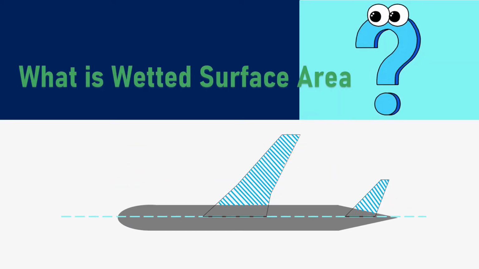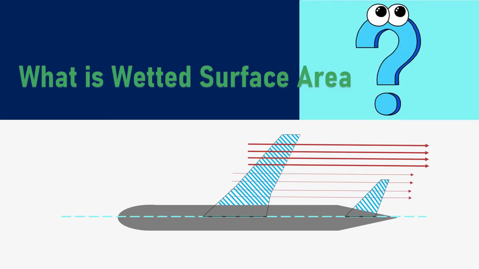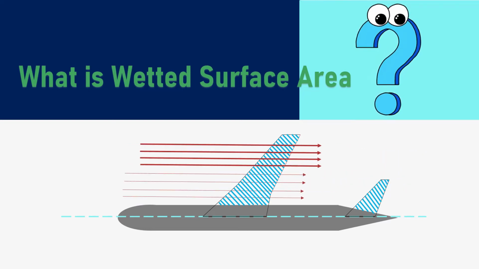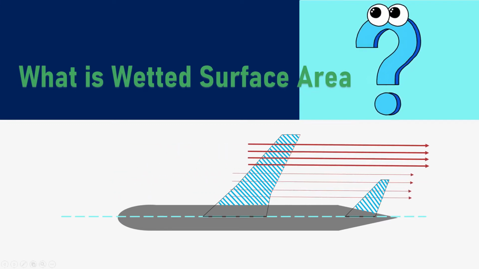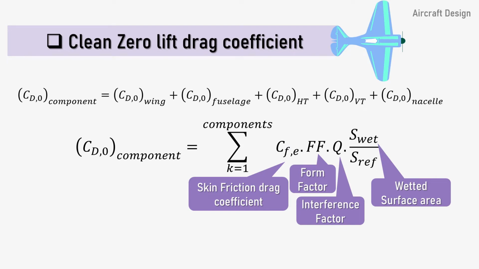This factor is a ratio between the wetted surface area of each component and the reference surface area of the wing. Wetted surface area is the area in contact with the flow field, or the exposed area submerged into the external airflow. That means it does not include the component which is buried in the fuselage, but it includes what is exposed to the air. So basically CD naught is the summation of CFE, FF, Q, S wet by S reference. S reference represents the reference surface area of the wing.